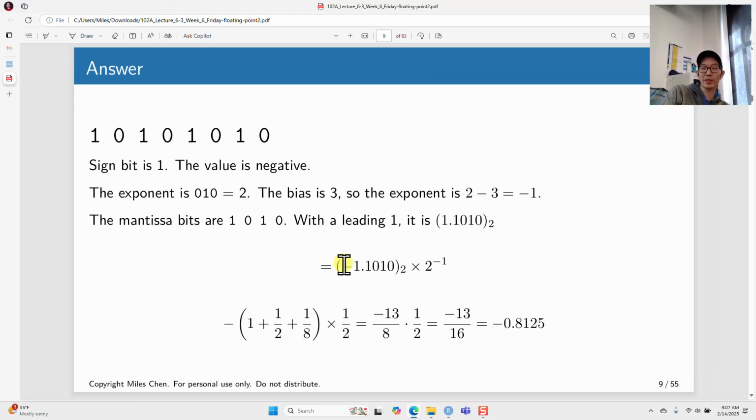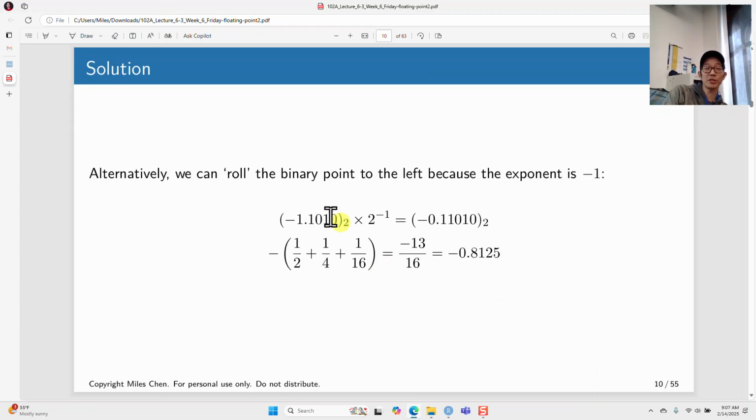So my exponent is negative 1, my mantissa bits will be 1.1010, so that's 1 plus 1/2 plus 1/8, so that's 13/8 times 1/2, so negative 13/16. All right, is that okay?